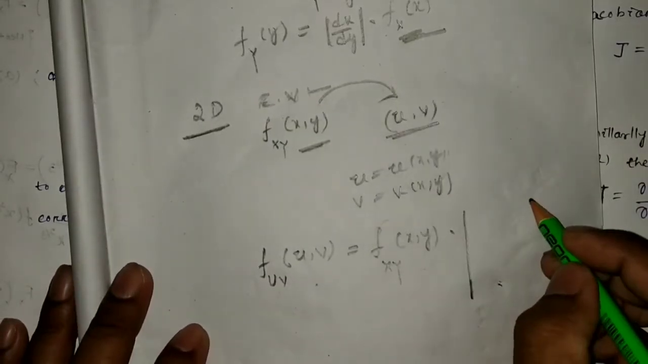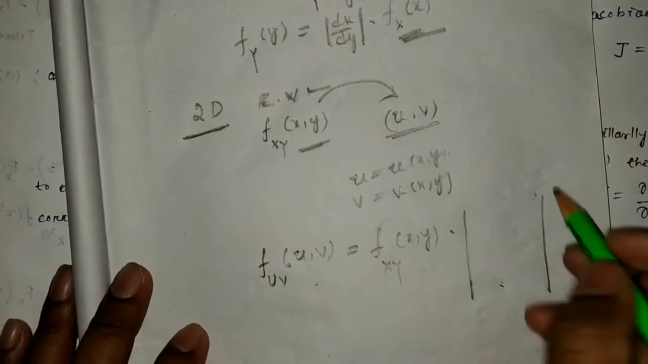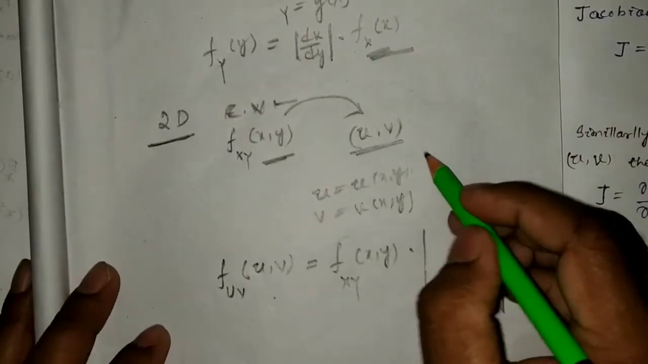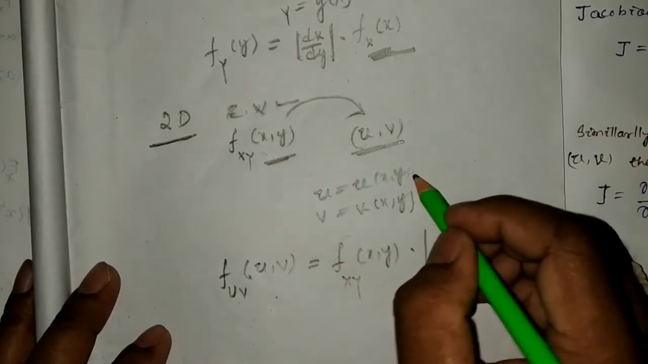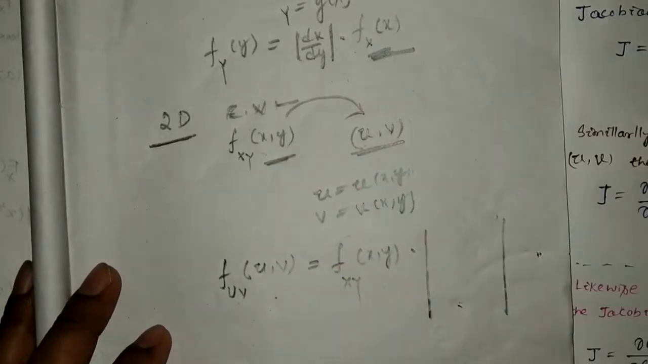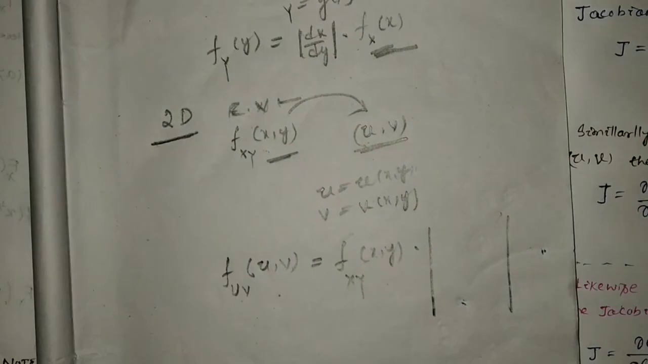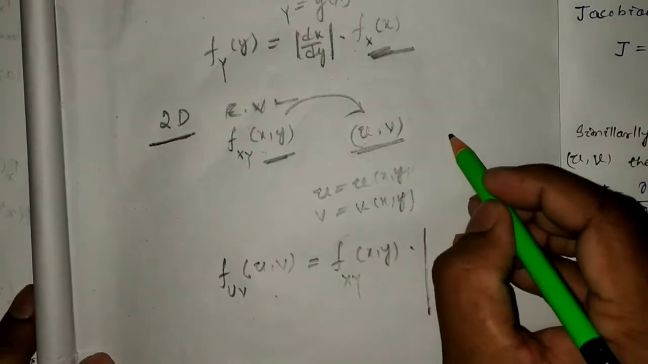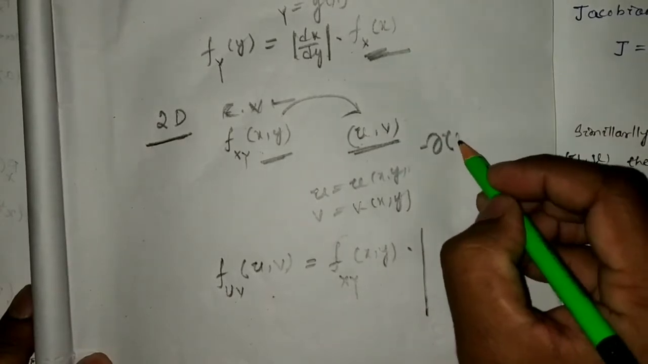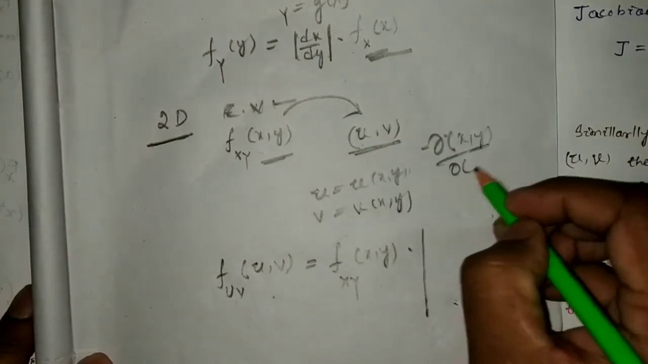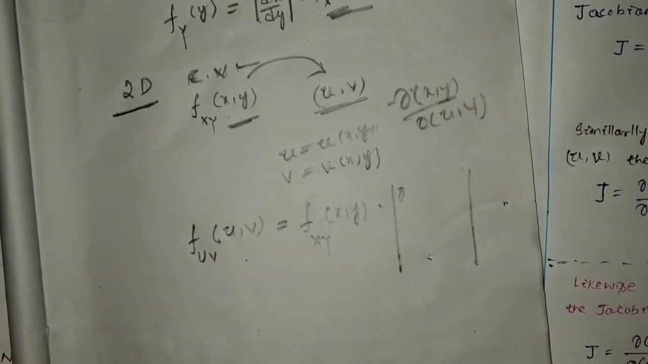Okay, two-dimensional Jacobian means here xy has been transformed to uv, that means del of xy by del of uv, or the so-called matrix is your this one. Here this matrix will be nothing but this one.